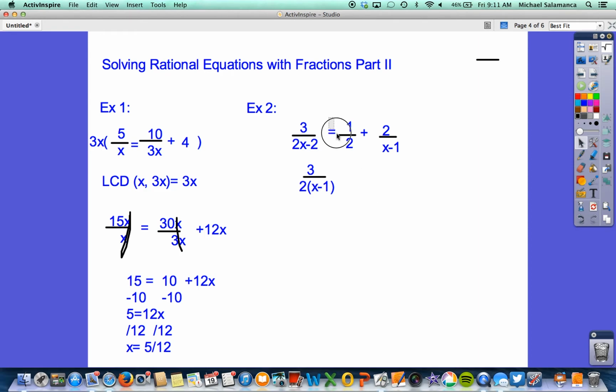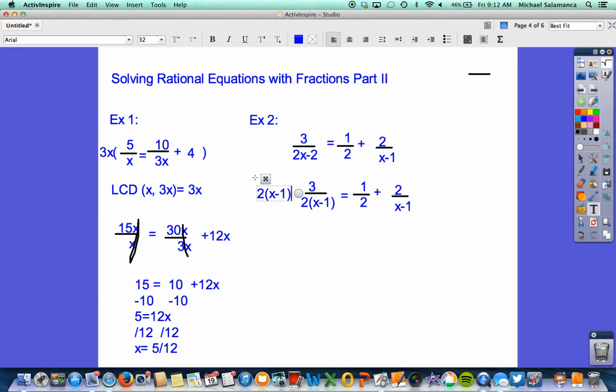The right side can't be simplified, so we're just going to copy that the way it is. And then of course we have our equal sign. So, looking at our denominators now, they all have a 2, they all have an x minus 1. So our least common denominator is going to be 2 times the quantity x minus 1, times the entire equation.